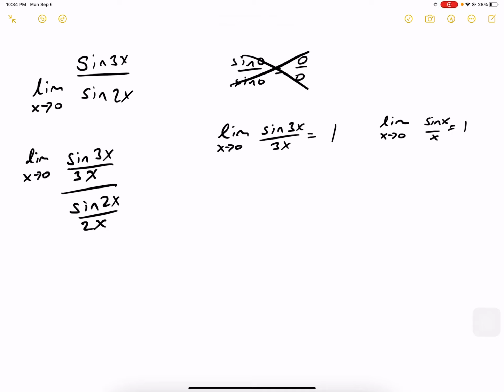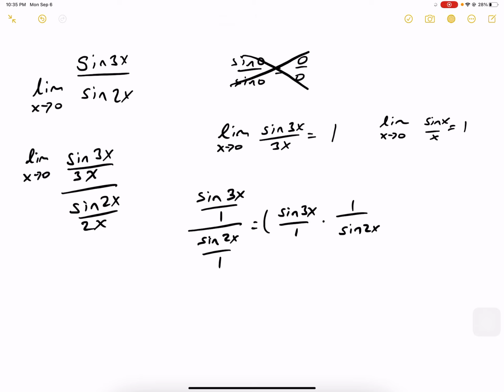Well, let's write this a little differently. Let's write this as sine of 3x over 1 divided by sine of 2x over 1. We don't like dividing fractions, so let's rewrite this as sine of 3x over 1 times 1 over sine of 2x, right? We're looking good there? Well, we want a 3x, so let's multiply this top by 3x over 3x. We want the one on the right by 2x over 2x.